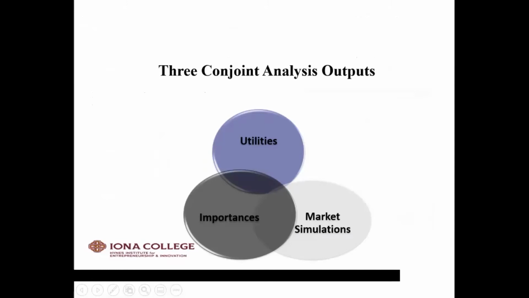So there are 3 conjoint analysis outputs. You will see what your target market finds is important. You'll find out what value they apply to the particular product features, and then you can simulate what combination of features will create the highest demand.